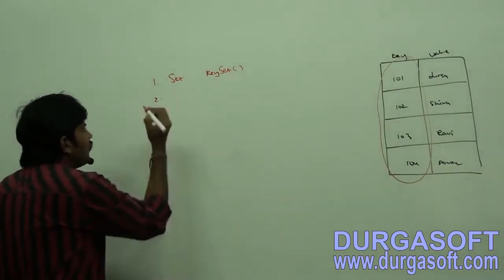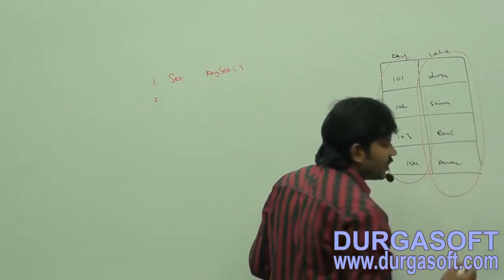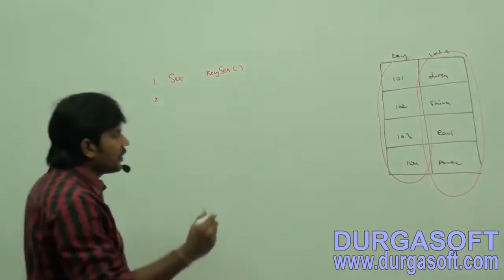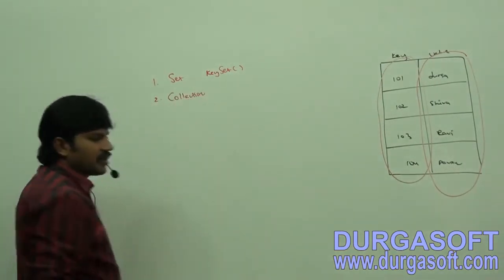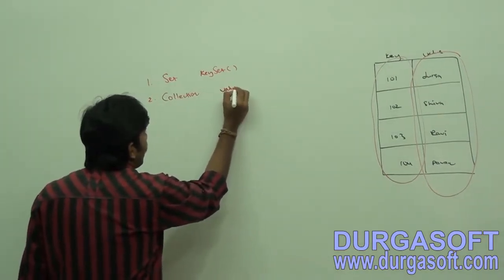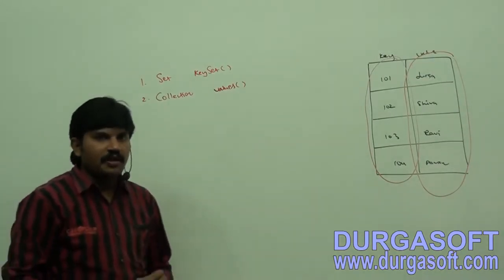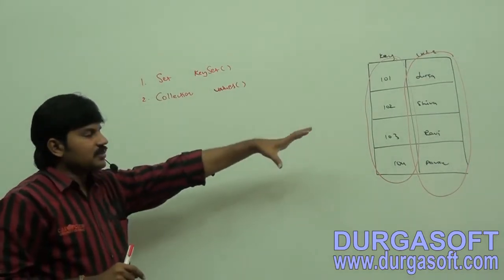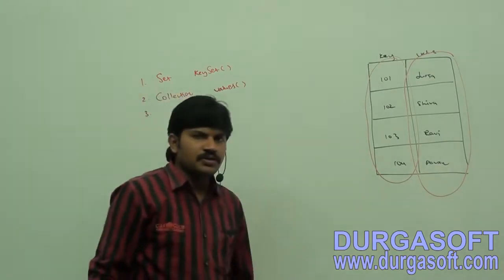Similarly, sir, I want to get only values. Are duplicates possible or not? Yes, that's why the return type is not a Set. Even order is not important. That's why the return type is Collection. What is the method? values. Values itself is the method name. The values method returns the values.